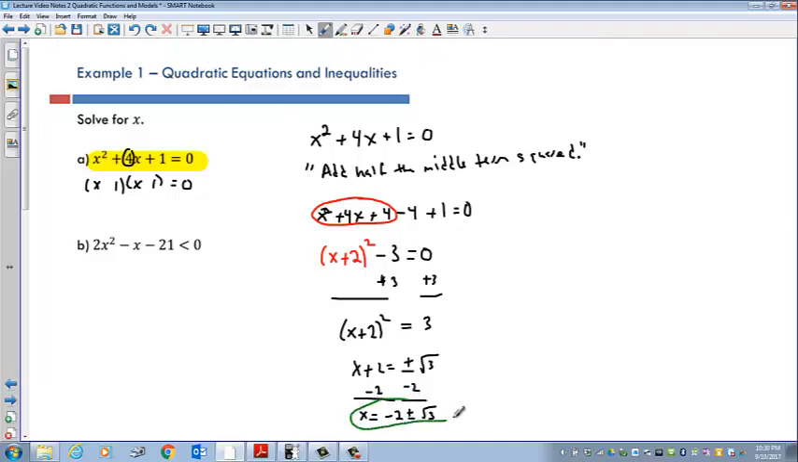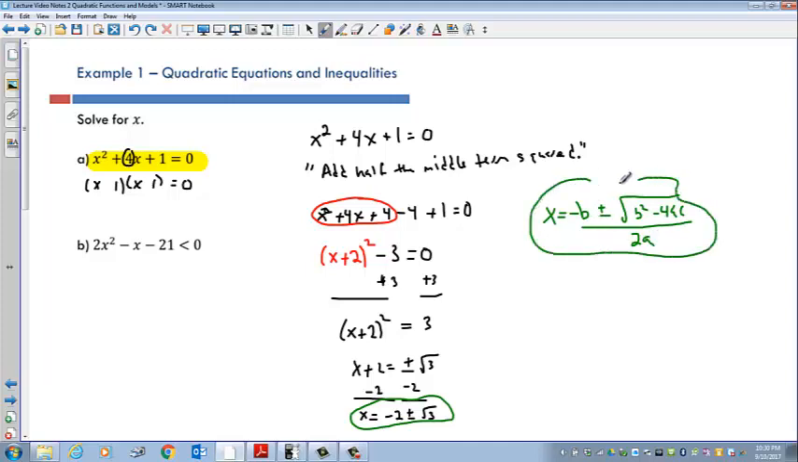Now you could have also used the quadratic formula. Remember, the quadratic formula says x would be equal to negative b plus or minus the square root of b squared minus 4ac all over 2a. But you'll get exactly the same thing. In fact, in the activity we did, we saw that this actually comes from completing the square of the equation ax squared plus bx plus c is equal to 0.